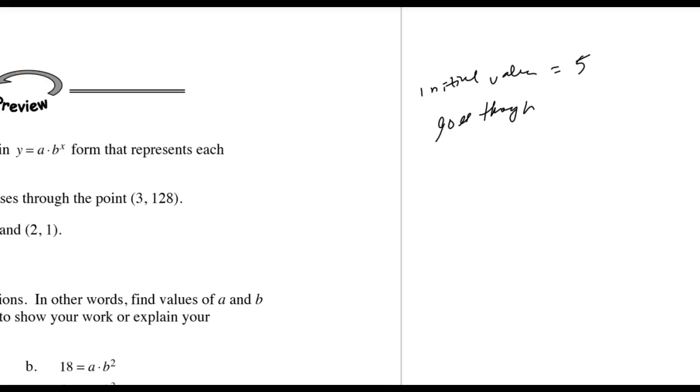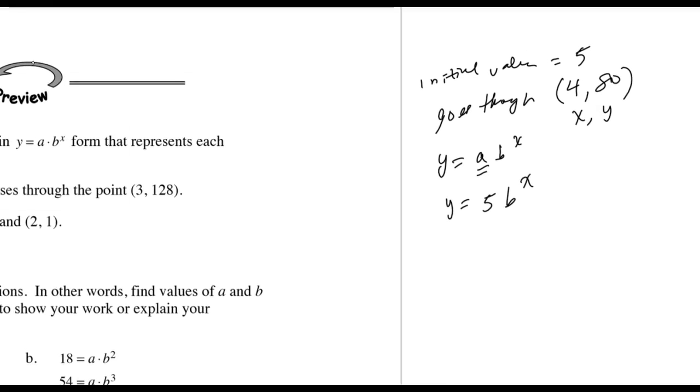Okay, so I'm going to do one that has an initial value of 5 and goes through the point 4, 80. Okay, so how would I do that? First, I set up the equation y equals a times b to the x, and I know the initial value is 5, so I could say y equals 5 times b to the x, because remember, a is always the initial value. It says it goes through point 4, 80. That means x is 4 and y is 80, right? Because this is always written as x comma y. So I'm going to plug it in.